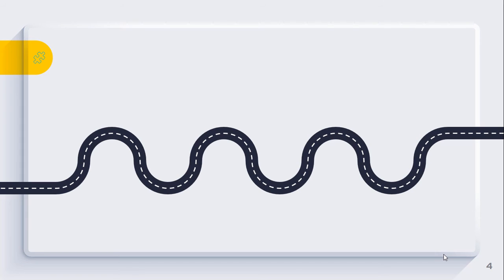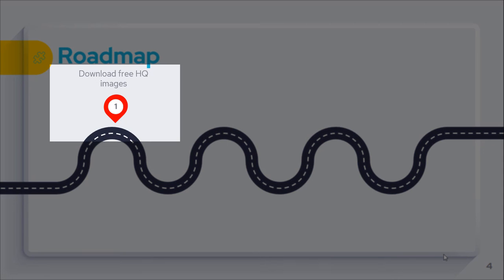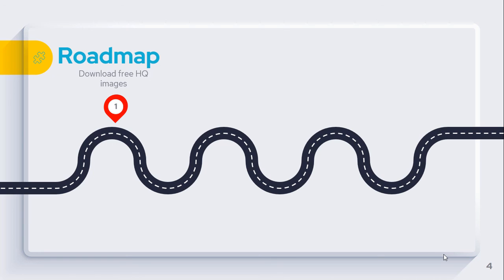So let's see what is the roadmap of this video, in which we will talk about how to make these images look like they are made of torn paper. This time I will not show you all the steps. We will talk about one step after another. So the first one will be how to download free high quality images. What is the source and how to get these images. Let's go.